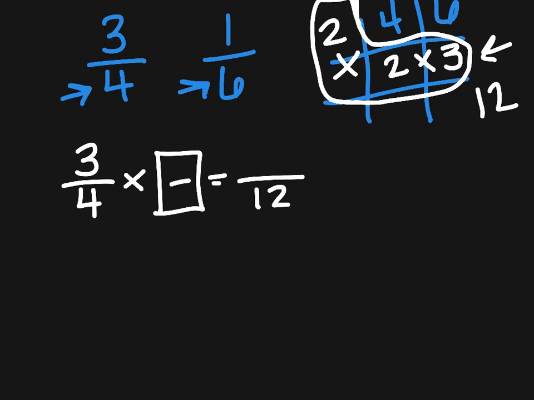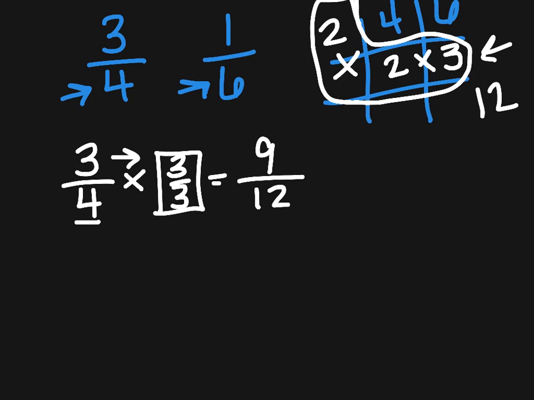So we're going to take a look and see 4 times what number gives me 12. Well, I know 4 times 3 is 12, so my giant 1 is going to have to be 3/3, because that's the same as 1. Then we can just multiply across. 3 times 3 is 9. So 3/4 is equivalent to 9/12.